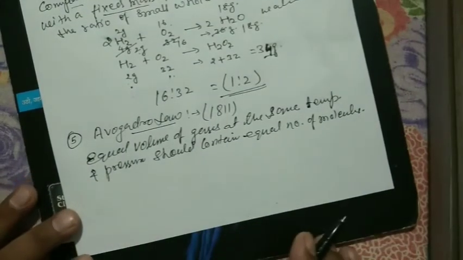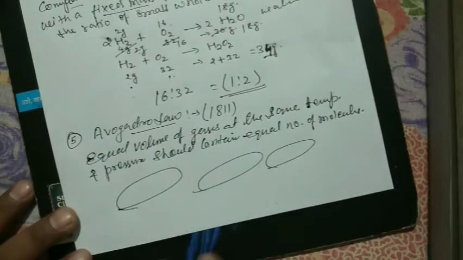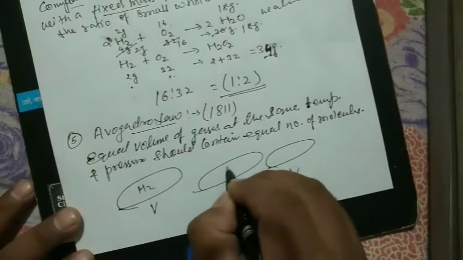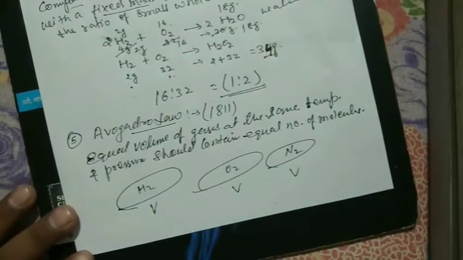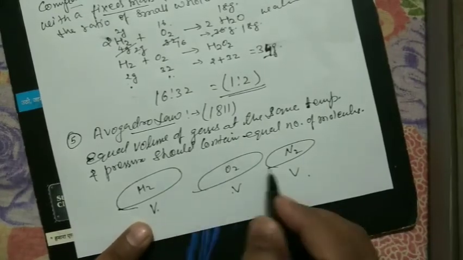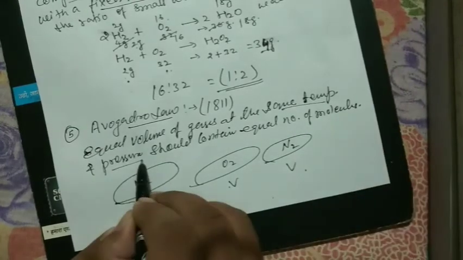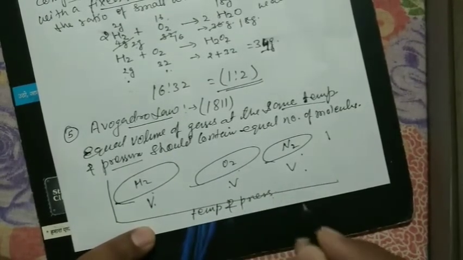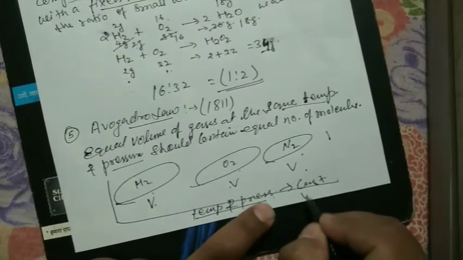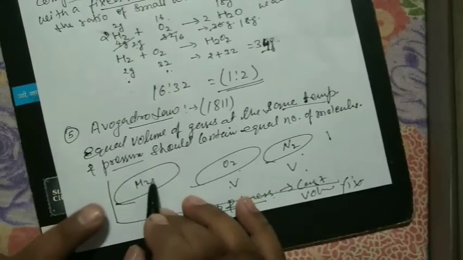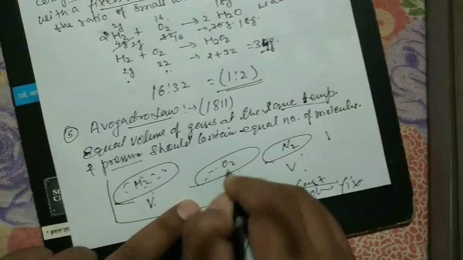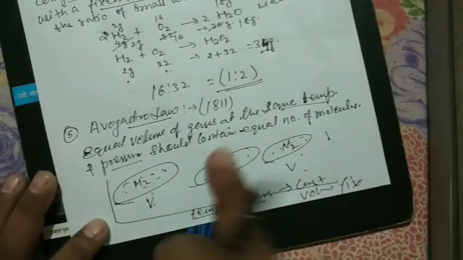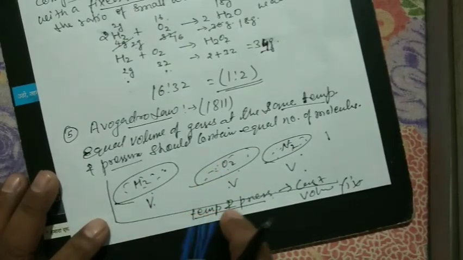molecules. Suppose that we are taking three balloons having the same volume. Its volume is V, the same volume. One is filled with hydrogen, another with oxygen, and the third one with nitrogen. If the temperature and pressure of all three are the same and the volume is also fixed, then the number of molecules in the first balloon is equal to the number of molecules in the second balloon and the third balloon. It means if the volume is the same, then it contains the same number of molecules at constant temperature and pressure.